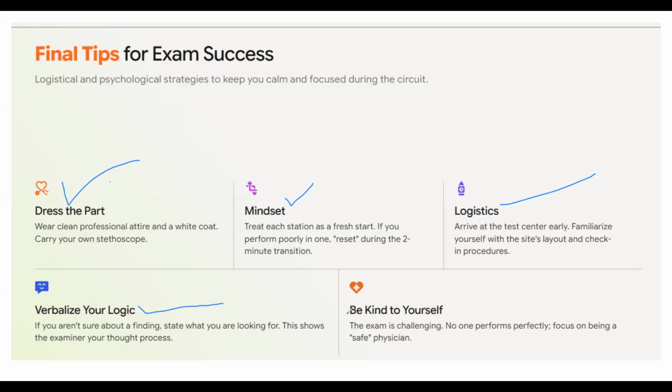And again, be kind to yourself. This exam is challenging. No one is perfect. Just make sure you are doing the exam as a physician who is safe and empathetic to the patient.